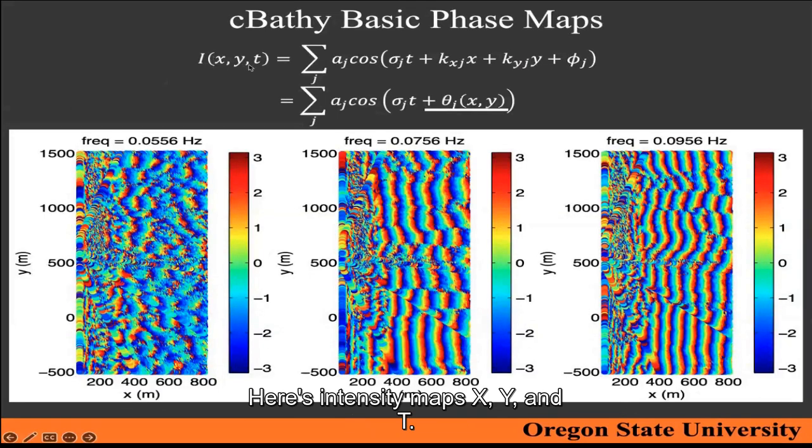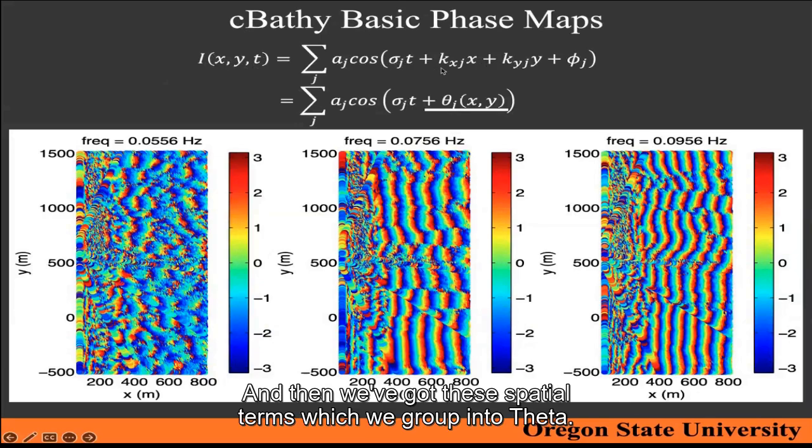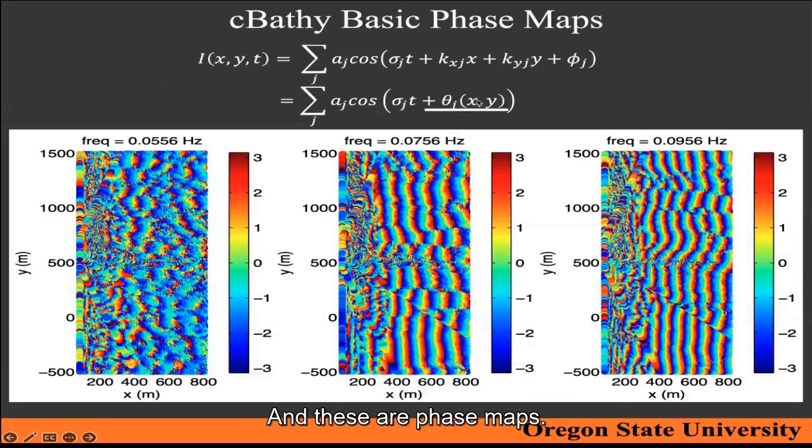But here it is. Here are intensity maps in x, y, and t. Here's our supposition that we're doing a Fourier transform in time only. And then we've got these spatial terms which we group into theta. And these are phase maps. Here are 3 example frequencies. When you do the Fourier transform, you get 1,000 frequencies, and so there's 1,000 of these. I'm just showing 3 as an example.